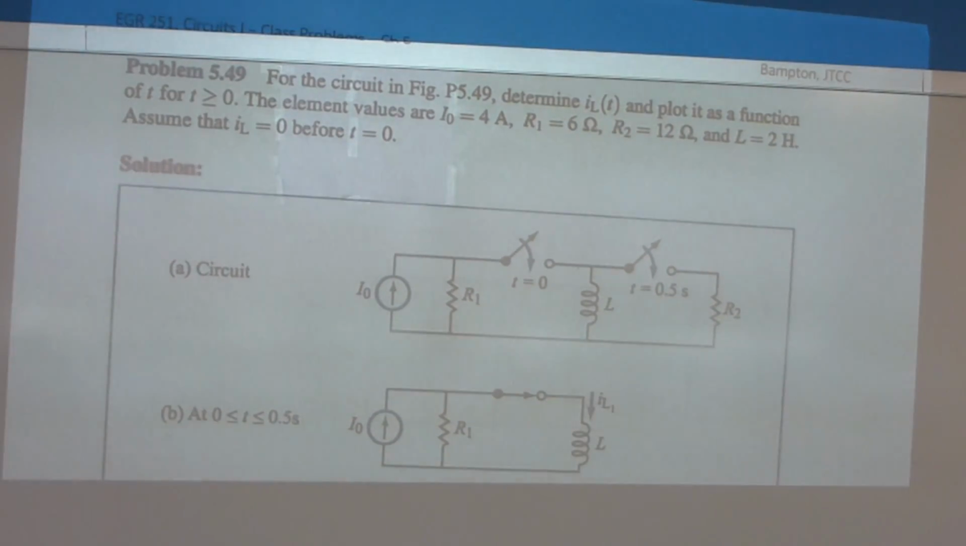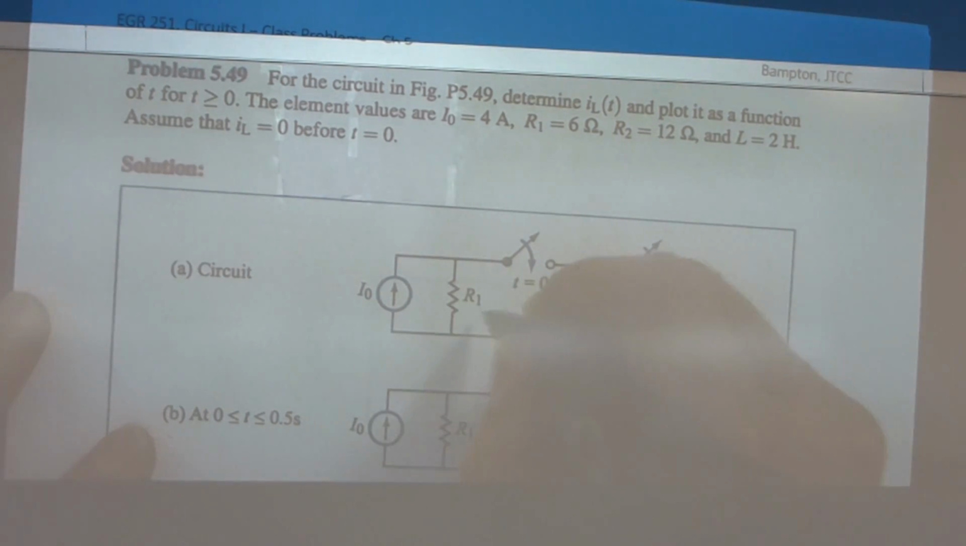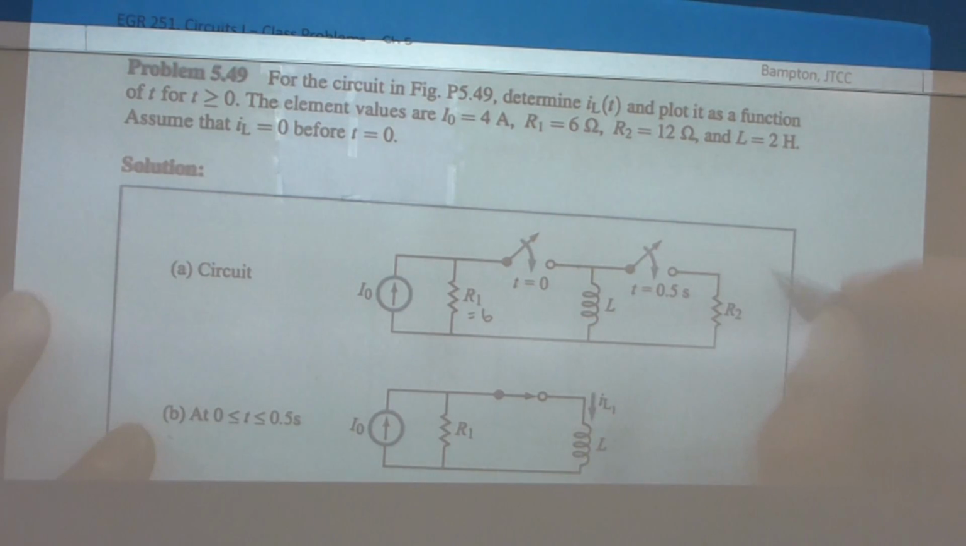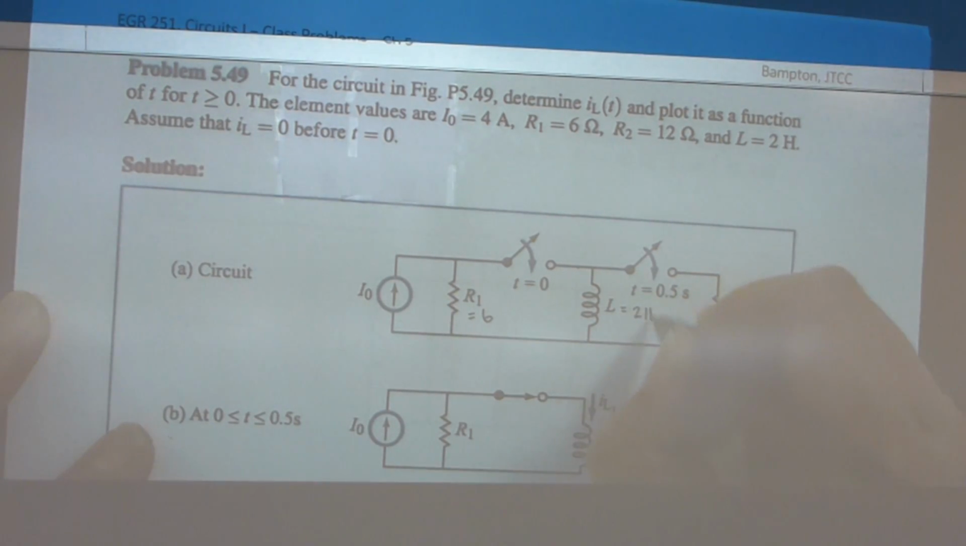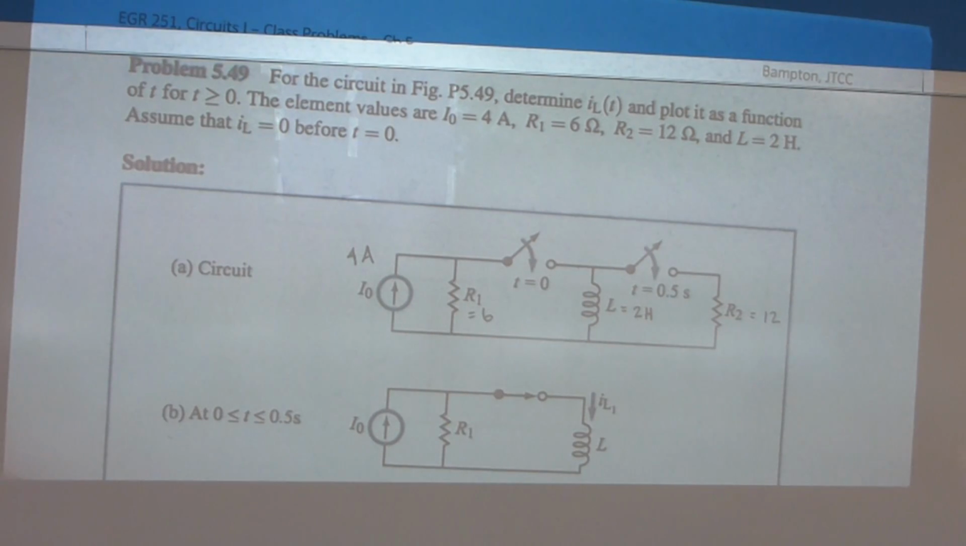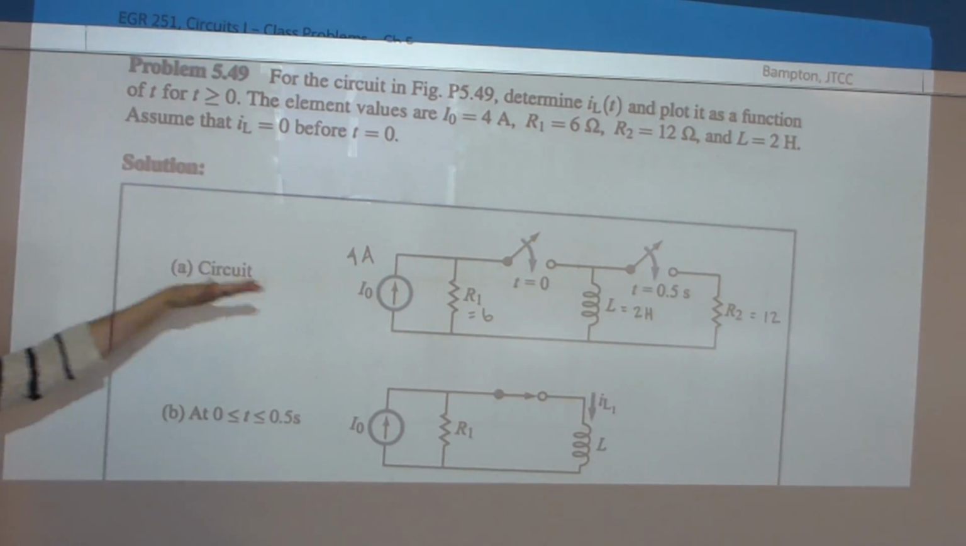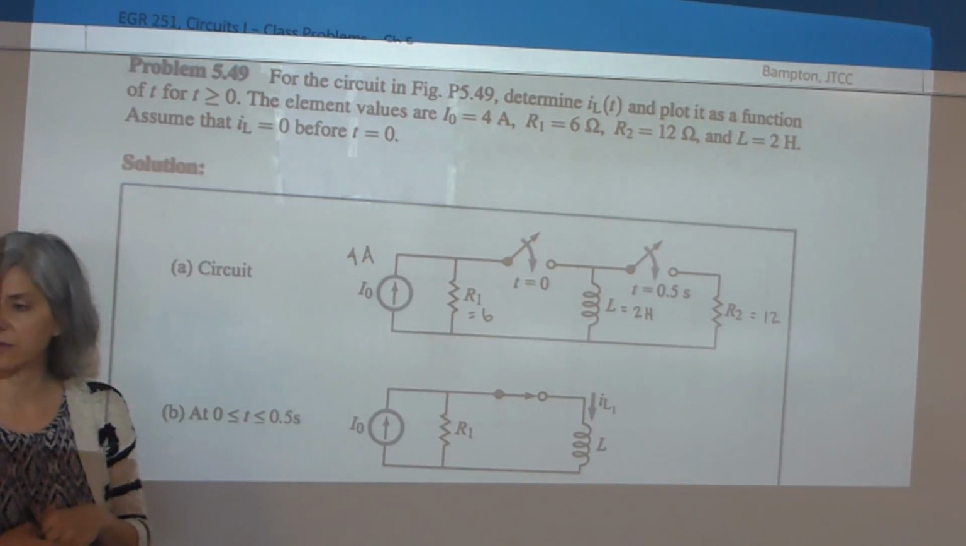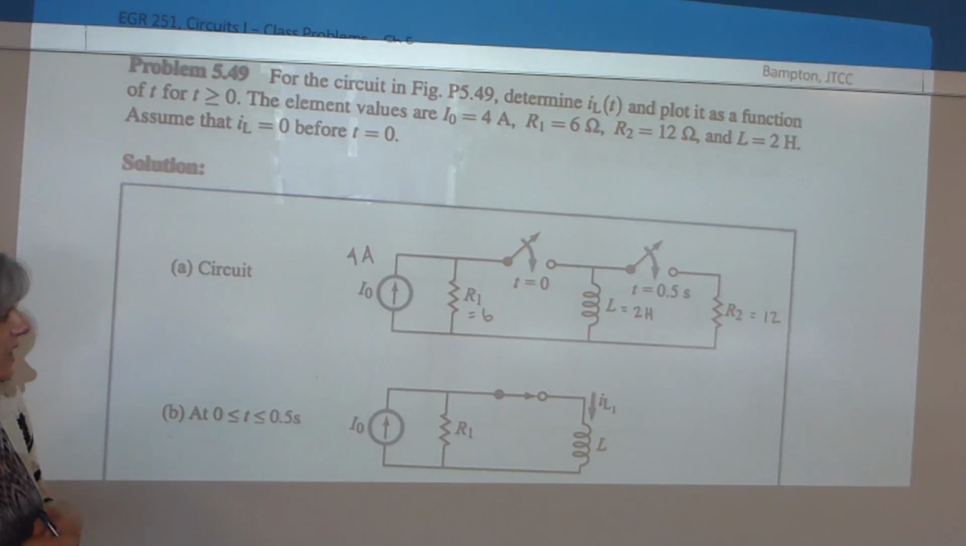We don't want to look at 2 inductors just yet. So R1 is equal to 6. R2 is equal to 12. L is equal to 2 henries. And the source current is 4 amps. And the switch closes at 1. Now we have 2 switches. One switch closes at 0, and one switch closes a second later.